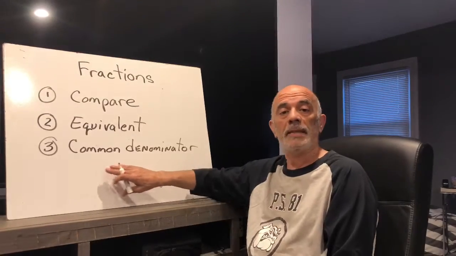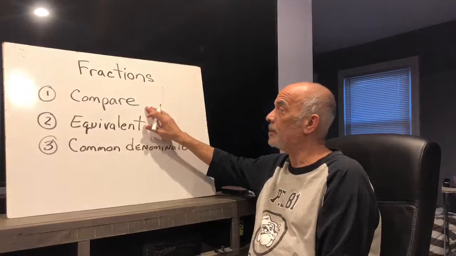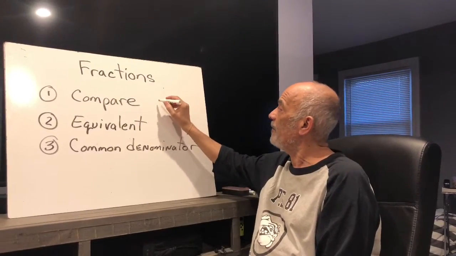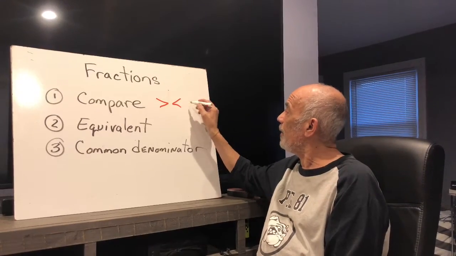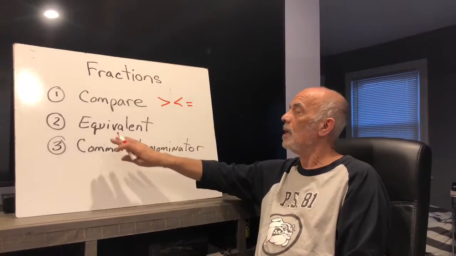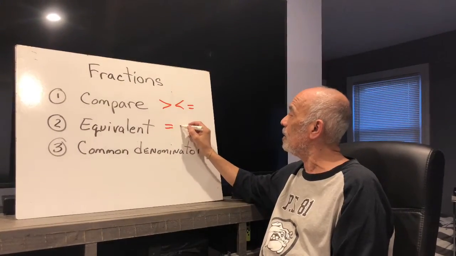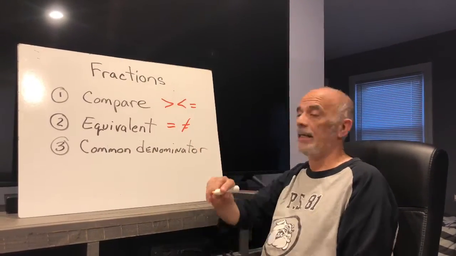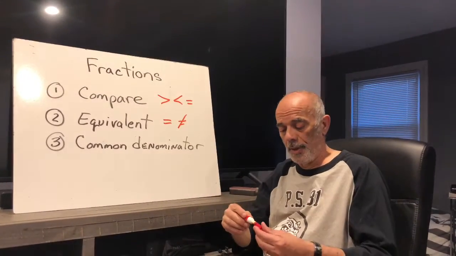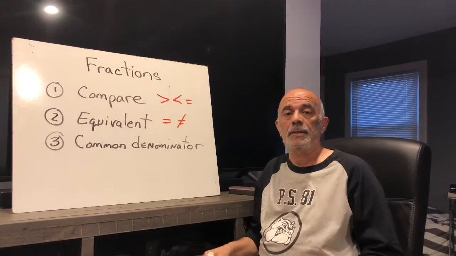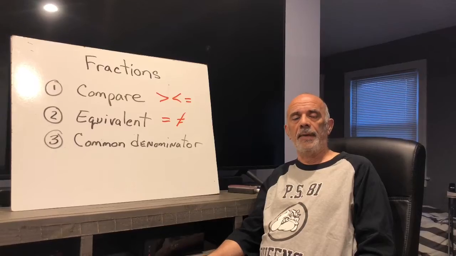So we're getting to the last part of today's lesson. We've already used the model to compare fractions and find out whether it's larger than, smaller than, or equal to. We also use the model to find out whether fractions are equal or not equal. Now we're going to find common denominators so that we can rewrite fractions so that they both have the same denominator. Go.